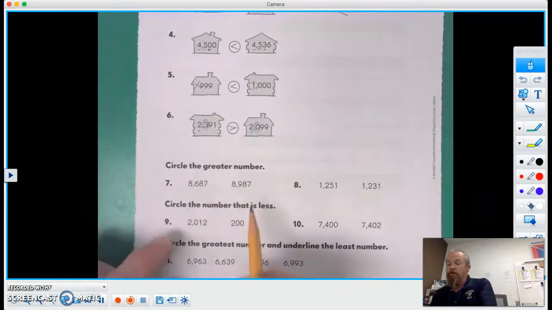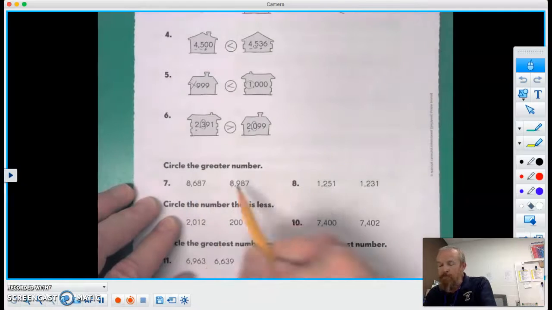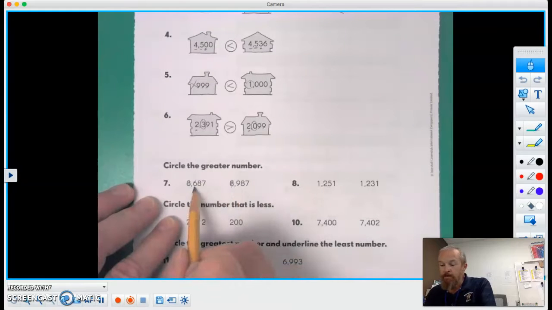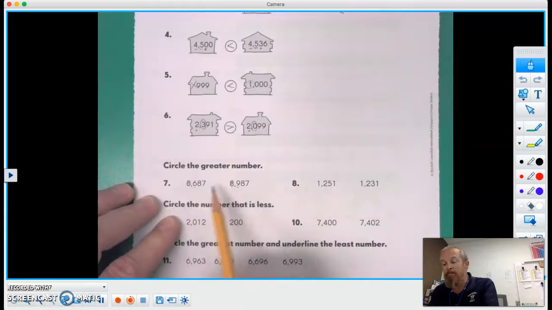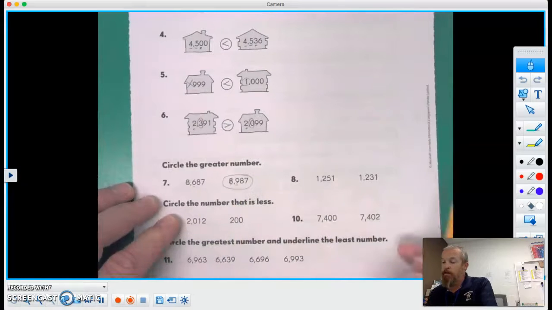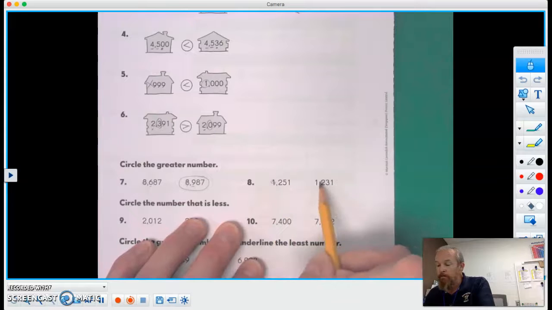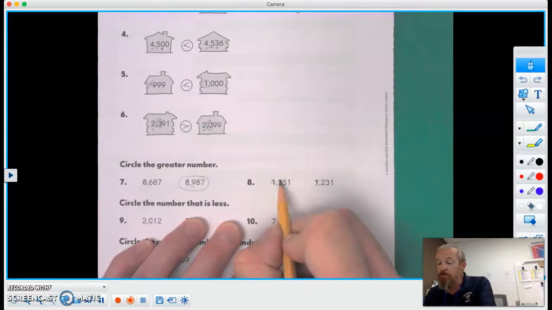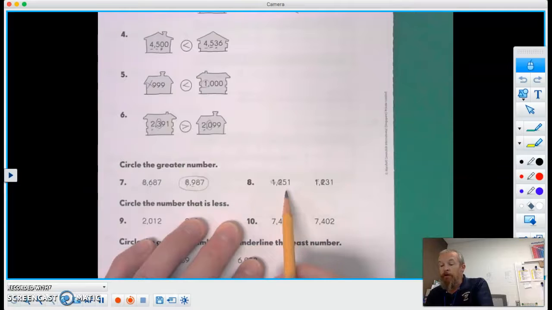Circle the greater number. So again, the thousands is the same. Here's 600, here's 900. So this number is greater because 9 is bigger than 6. Here we go. We have 1,000 versus 1,000. They're the same. 2 in the hundreds and 2 in the hundreds. So this time, the greater number, 5 is greater than 3. We had to go all the way down to the tens place.